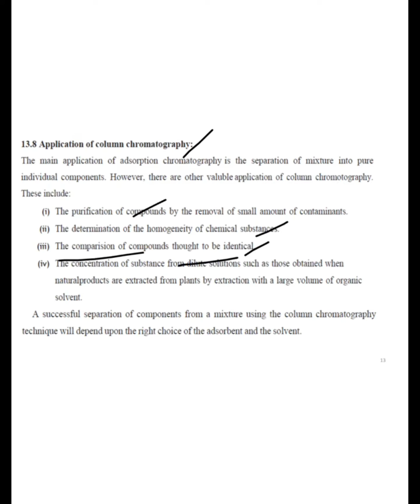So the next is the concentration of the substance. Here a large volume of organic solvents is used. It can be used to determine the concentration of the substance for different samples. The concentration of the substance varies by using different organic solvents.